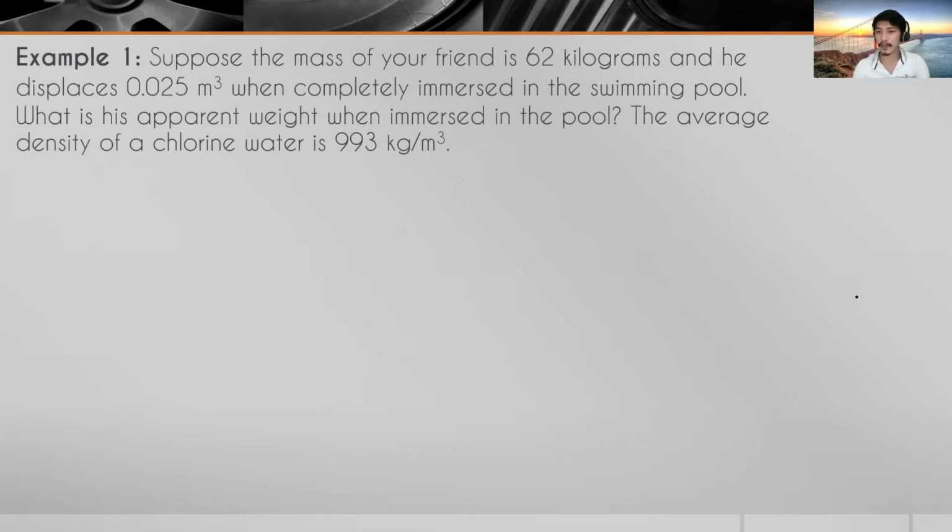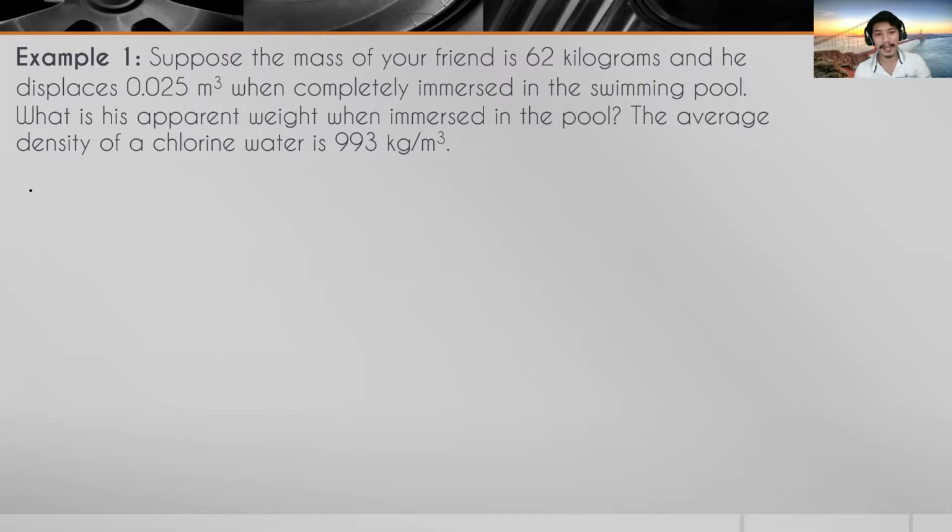Suppose the mass of your friend is 62 kilograms. So, that's the true mass of your friend. And he displaces 0.025 cubic meters when completely immersed in the swimming pool. What is his apparent weight when immersed? So apparent weight, naka-immerse na siya sa swimming pool. So remember, kung na-immerse ang isang object sa swimming pool, what will happen to its weight? It will decrease. Napansin niyo na? Later, ipakita ko to ha.